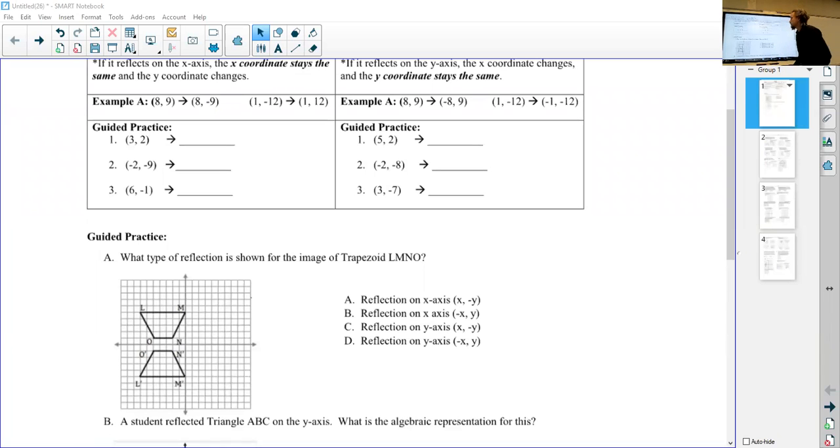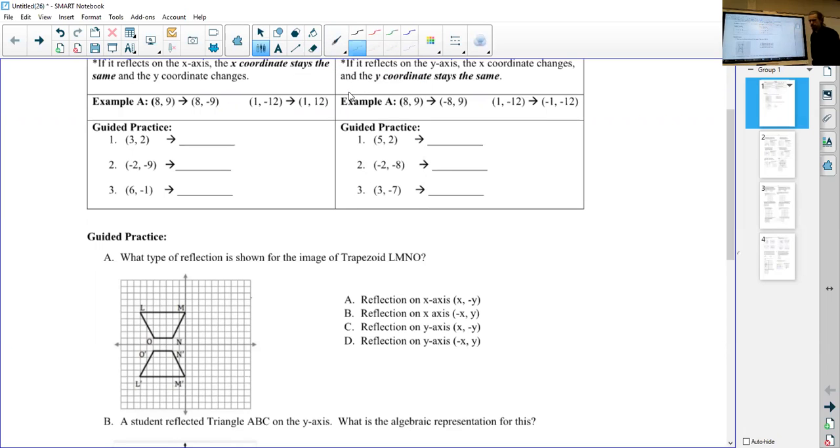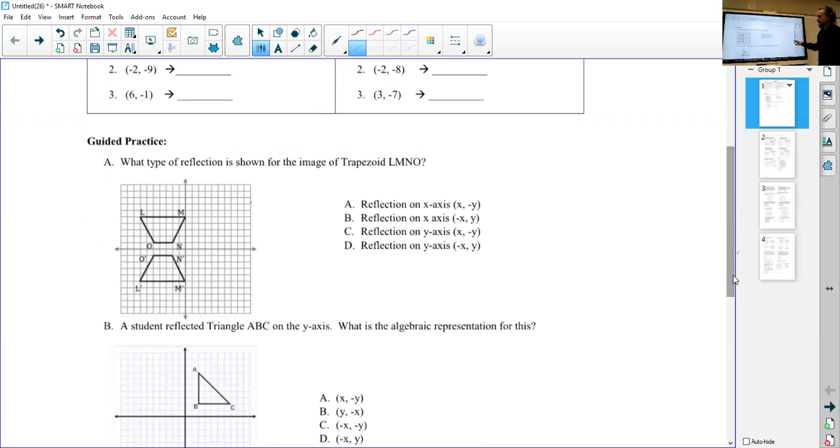Okay. So, nice, quick little mini lesson: how to do 8th grade reflections. It's pretty straightforward. There's only 2 different reflections you have to know, and that's going over the x-axis and going over the y-axis. And so there are 2 algebraic rules that go along with that. So we start off with this first one here.